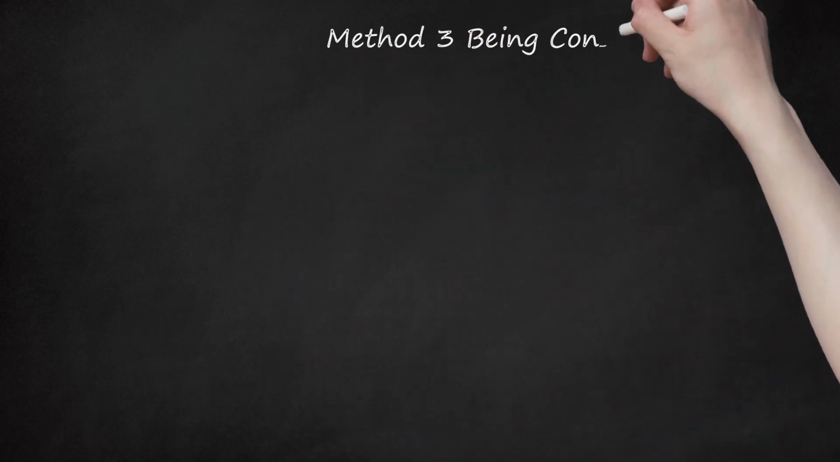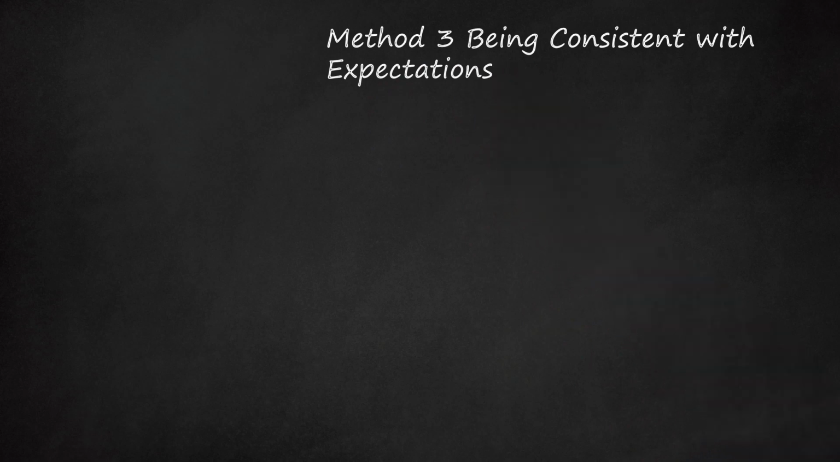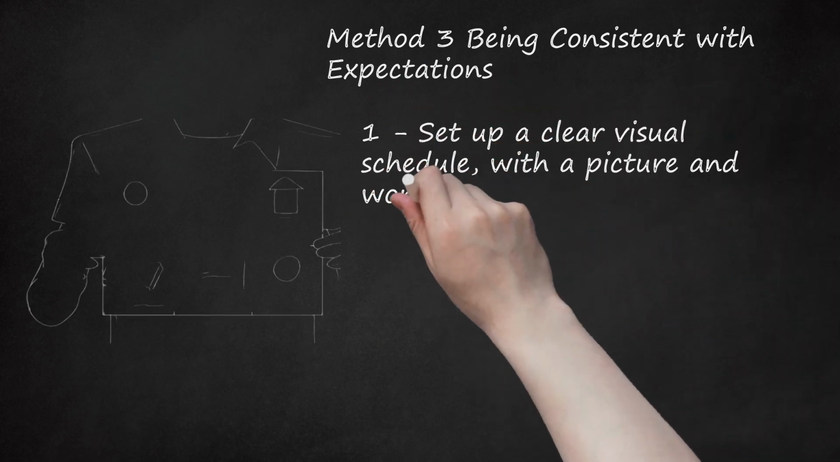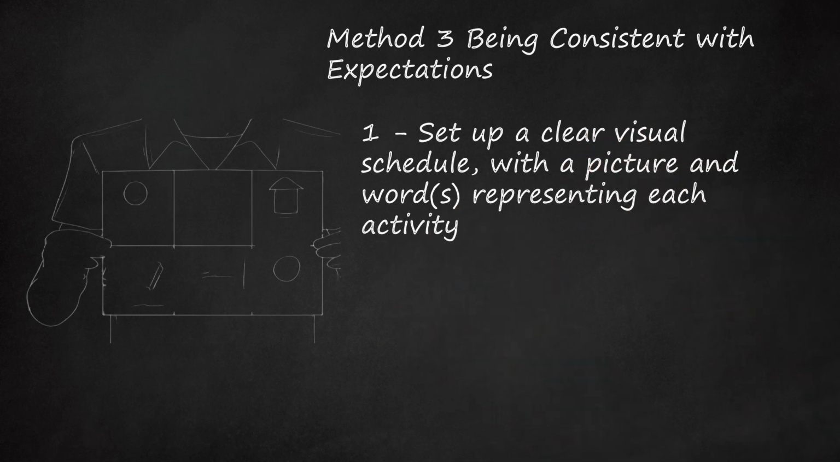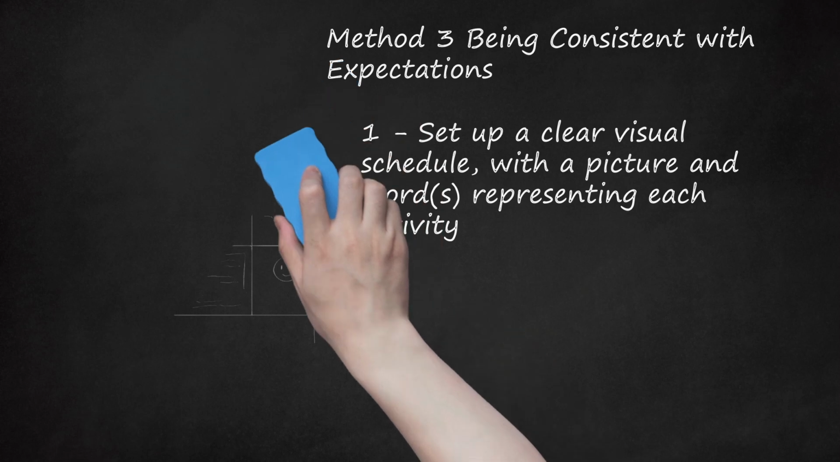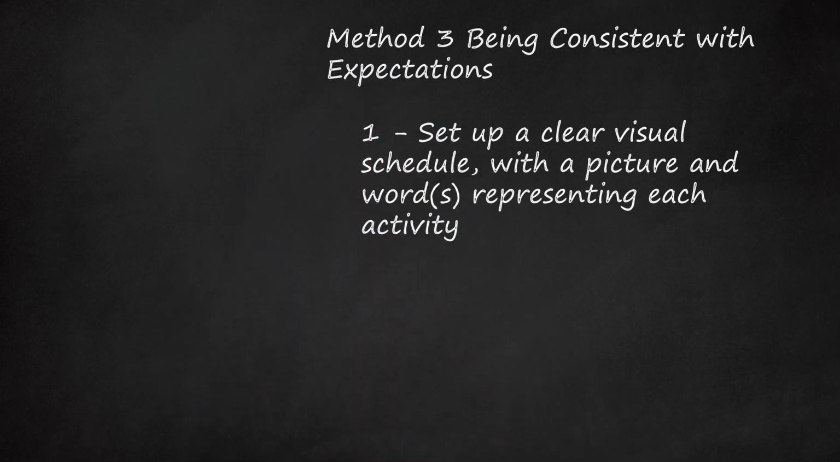Method 3: Being consistent with expectations. 1. Set up a clear visual schedule, with a picture and words representing each activity. This will help students predict their day. Try to keep each day similar to the next. For example, math always happens at 1 o'clock, after recess. At the beginning of each day, read the schedule aloud. Hang it where students can easily look at it for reference.